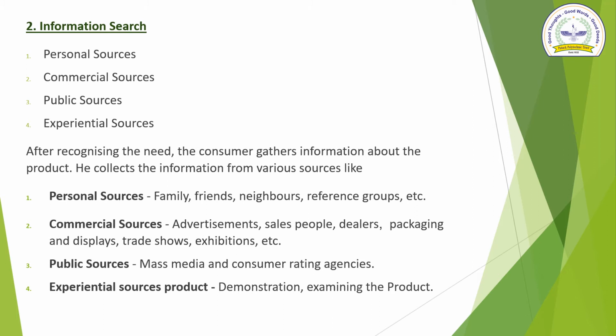Next are the public sources, where a consumer gets information through the mass media or through consumer rating agencies. Next are experiential sources, where the consumer may go for a demonstration before purchasing the water purifier. That is how he may examine whether the water purifier gives the purest form of water. So the second step here is information search, where the consumer tries to find out information about a particular product from various sources.